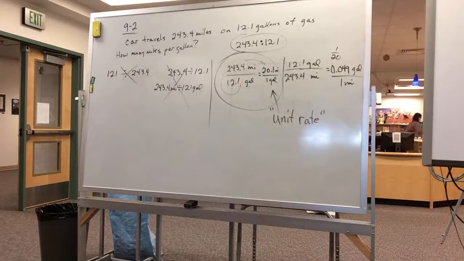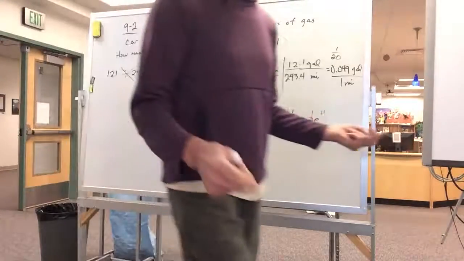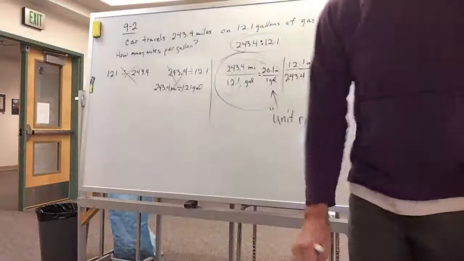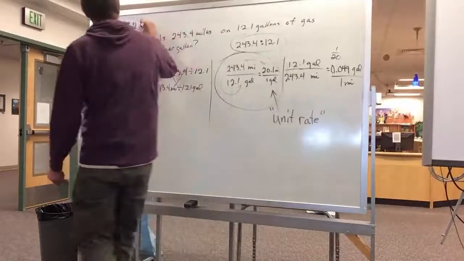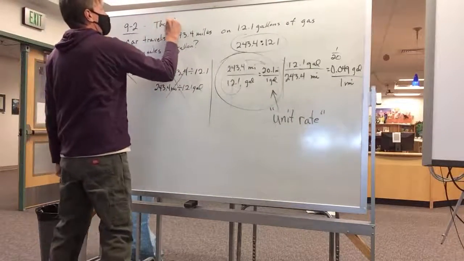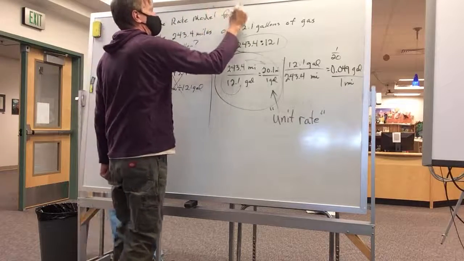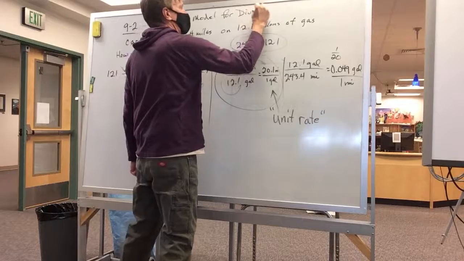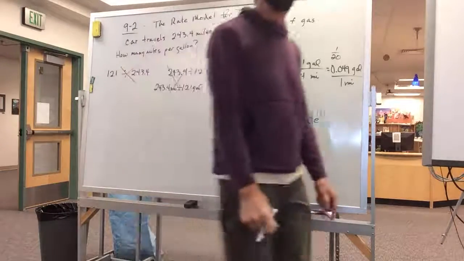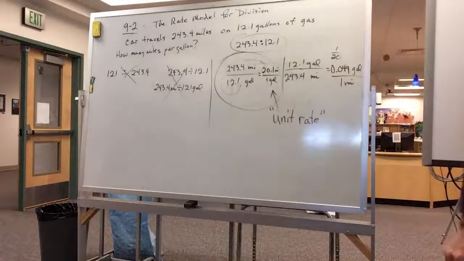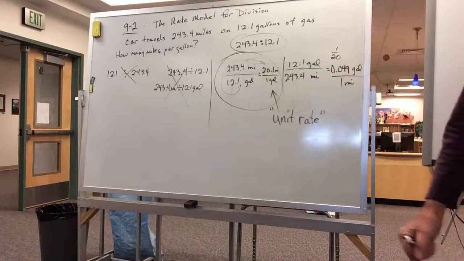So in this lesson, the key is that you have to include units everywhere. Everywhere that you write a division, it's going to be the division of 2 different units. So this is the rate model for division. This is what it's called. Math has very little meaning if we do not have units to apply. It's just numbers otherwise.